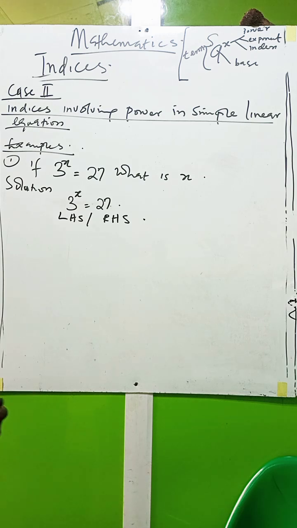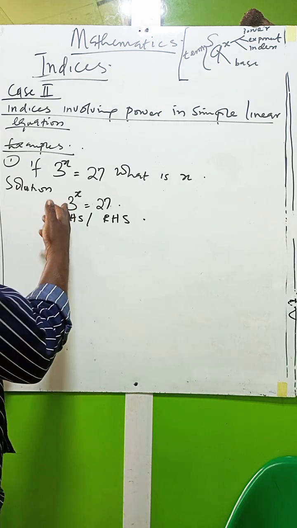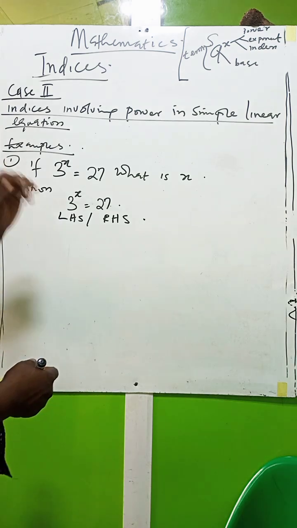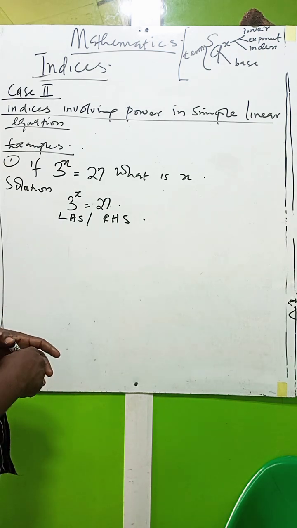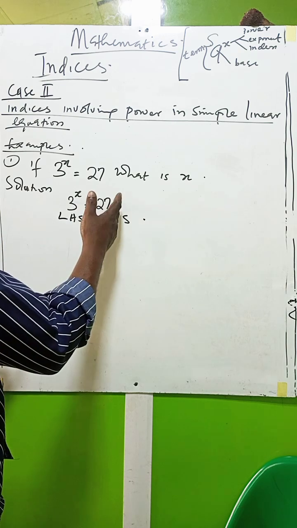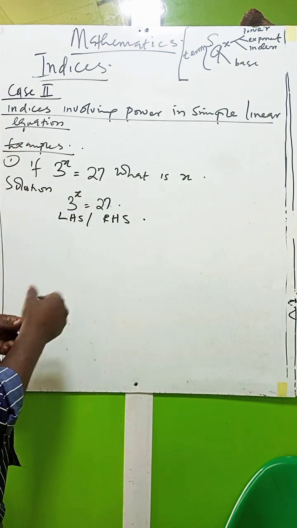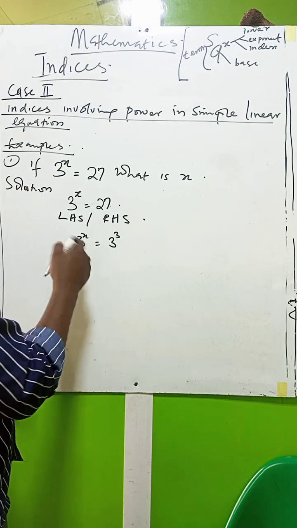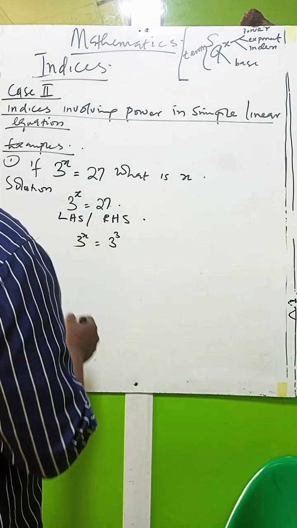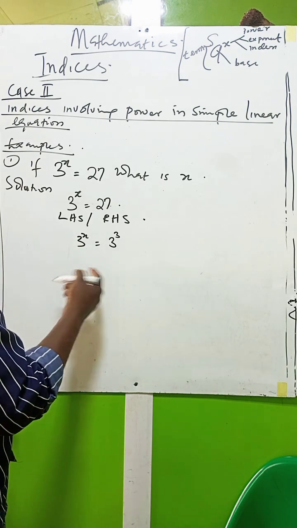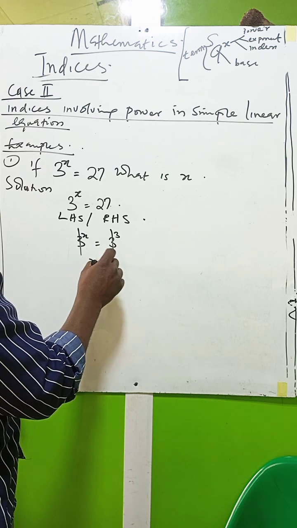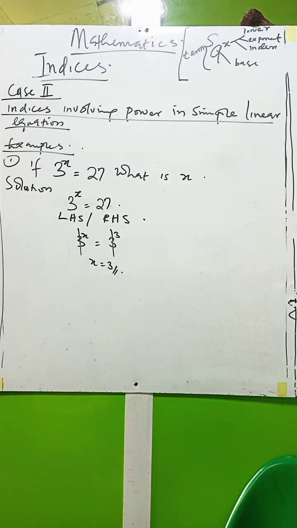Now in this case, this is already in base 3, which is almost the smallest base. Then this can also be expressed in this base. So solution, 3 raised to power x equals 3 raised to power 3, which is also equal to 27. Then the bases can cancel out, so x equals 3.